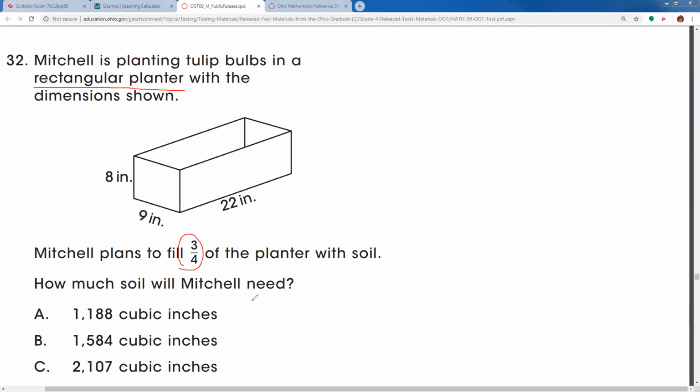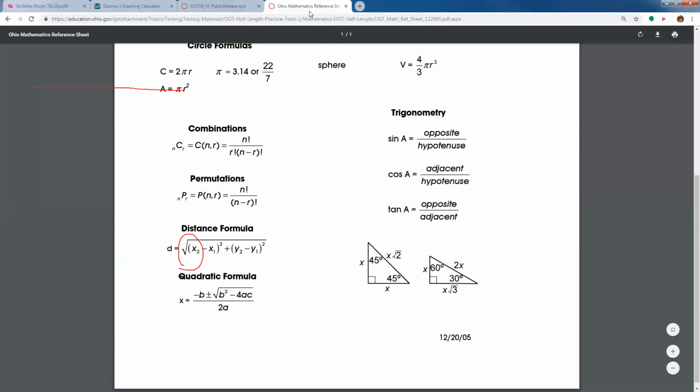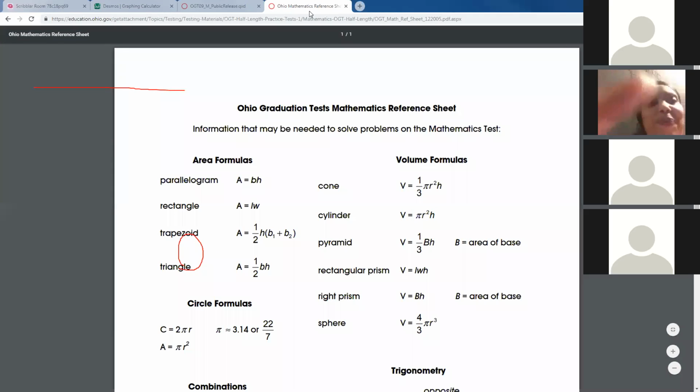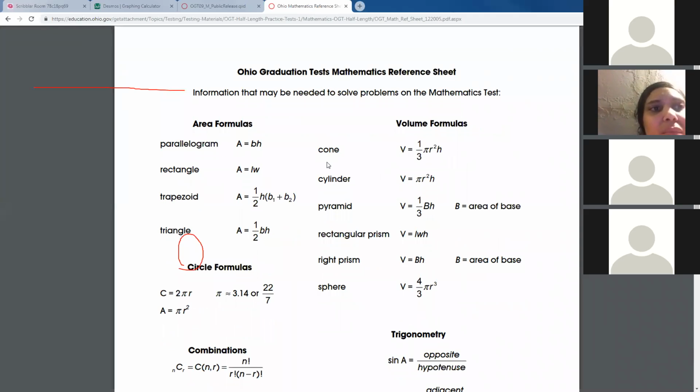Or Mitchell, sorry, Mitchell. So, rectangular planter, again, when we go to our formula sheet, we have to know, and let me scroll back up, which one of these words mean rectangular planter? Area, would it be length times width? So that would be area. The rectangular planter, we're trying to fill a 3-dimensional object, so we're working with volume. So even though rectangle is a key word for area, we're looking for the word rectangular. Slight difference, but it gives us 2 different formulas.